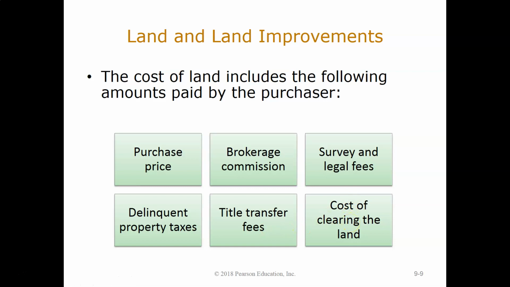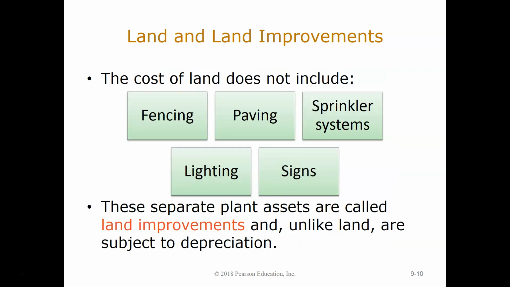So if I buy a lot of land and on it is an old barn and an old tractor, and I want to make a parking lot out of it, or I want to build a manufacturing facility on it, I have to get rid of all those items. So it will cost me money to tear down that old barn or to remove that big tractor. Those costs are also included in the price of the land.